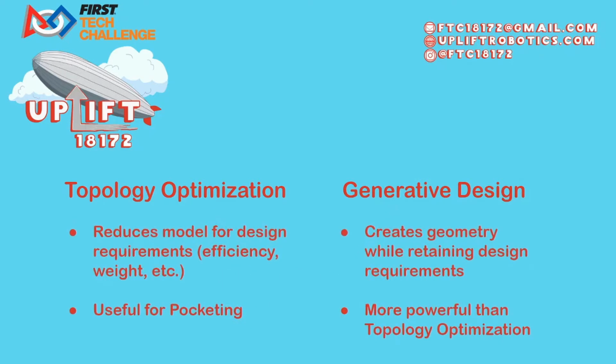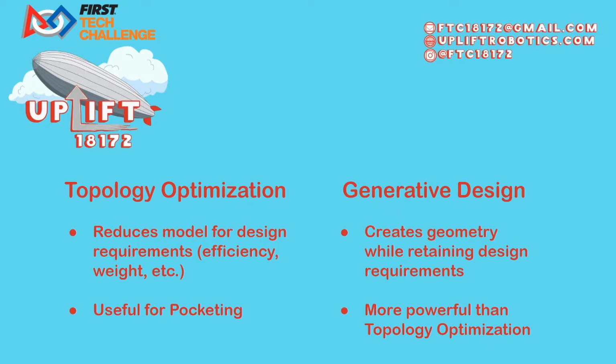Topology optimization creates the most efficient design by reducing the model through repetitive simulation based on some input criteria. In FTC, this is most useful for limiting the weight of fabricated parts by creating pockets within the parts. On the other hand, generative design uses AI to create and remove geometry for your models in order to create the most optimal design. Because generative design can also create geometry, it is far more powerful than topology optimization.